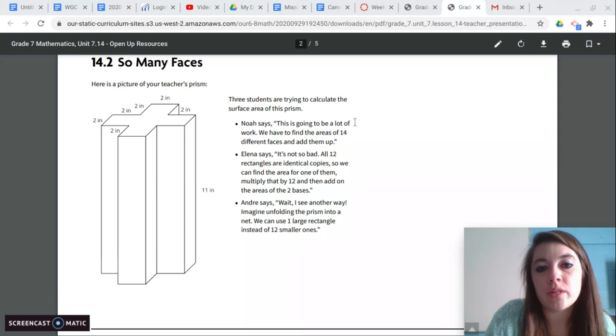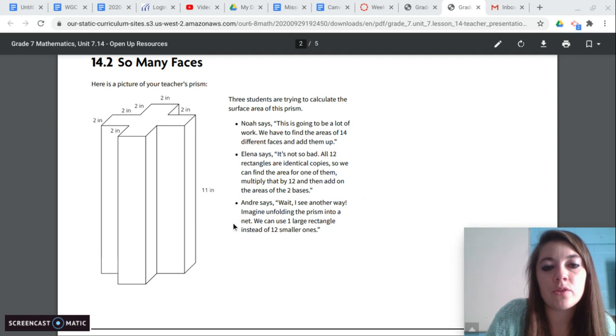Noah says this is going to be a lot of work. We have to find the areas of 14 different faces and add them up. Elena said it's not so bad. All 12 rectangles are identical copies, so we could find the area for one of them, multiply that by 12, and then add on the areas of the 2 bases. Andre says, wait, I see another way.